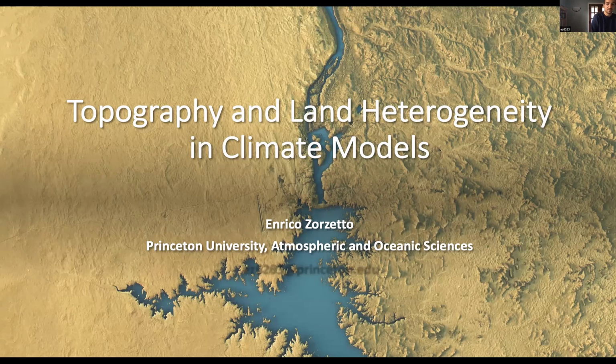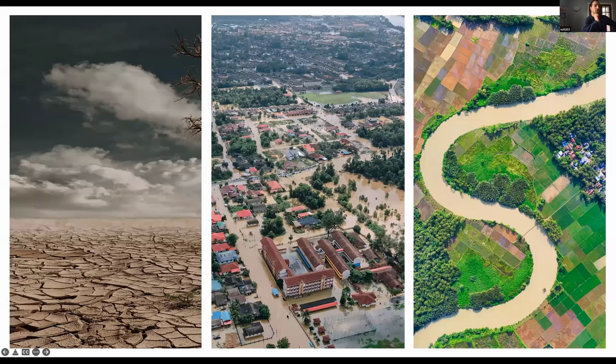So today I'm going to talk about climate models, and in particular, how we represent land in climate models. And we will see this is very closely related to computing. Okay. So first of all, why do we care about land?